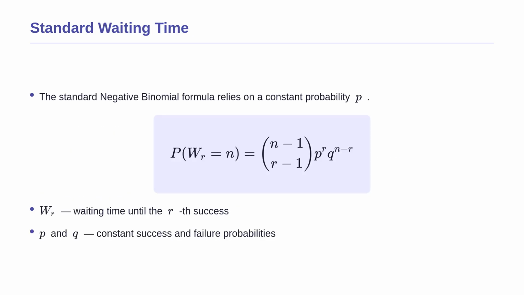Before we generalize, let us briefly look at the standard negative binomial formula for context. Here, WR represents the waiting time until the rth success. The combination term counts all the different ways we could arrange the earlier successes. The terms p to the power of r and q to the power of n minus r represent the constant probabilities of those successes and failures. However, when we generalize this to non-identical probabilities, the formula becomes more complex. We can no longer use a simple exponent like p to the power of r, because every single success now has a completely different probability.